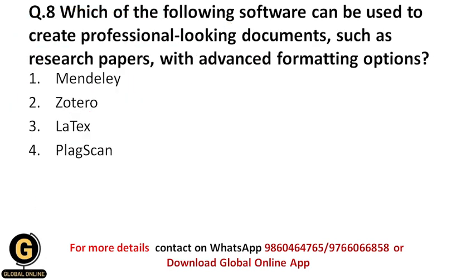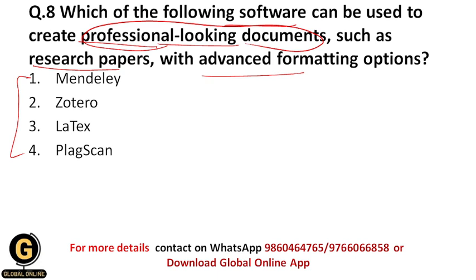Which of the following software can be used to create professional looking documents such as research papers with advanced formatting options? Now from these options, which is a software that we can use to create professional looking documents like research papers which have advanced formatting options? Mendeley, Zotero, LaTeX, PlagScan. So students, as we have seen, Mendeley is nothing but what? Reference management software. Zotero is also reference management software. LaTeX is nothing but what?